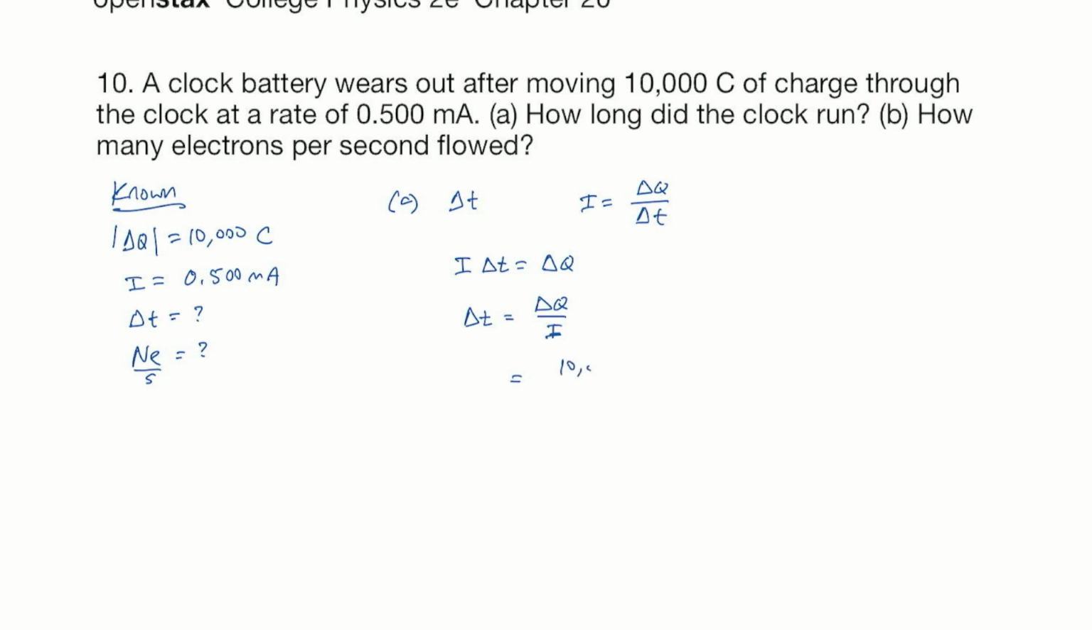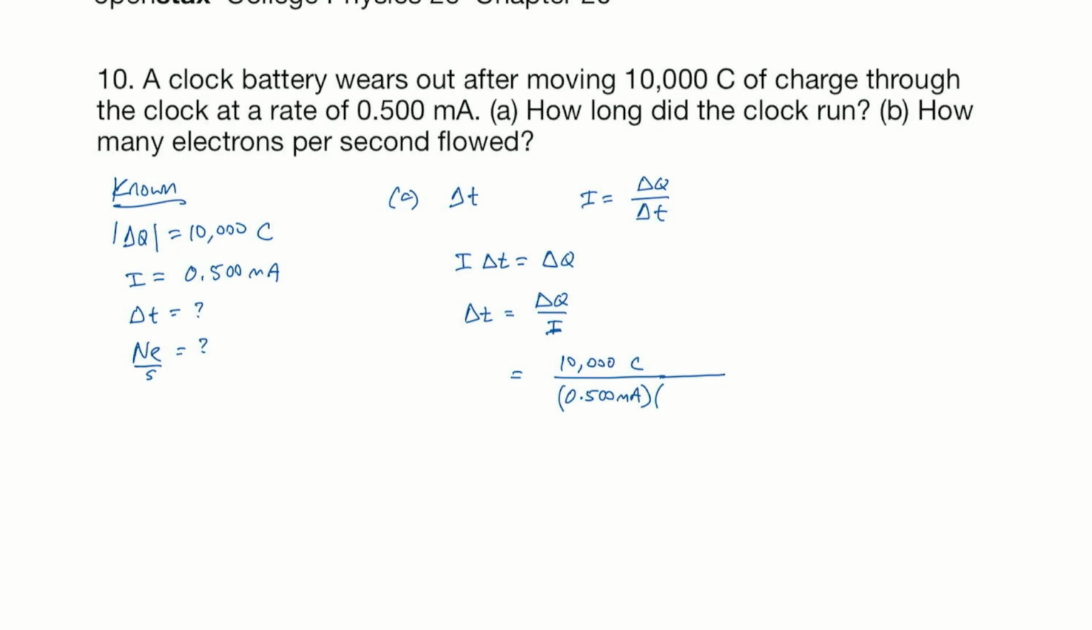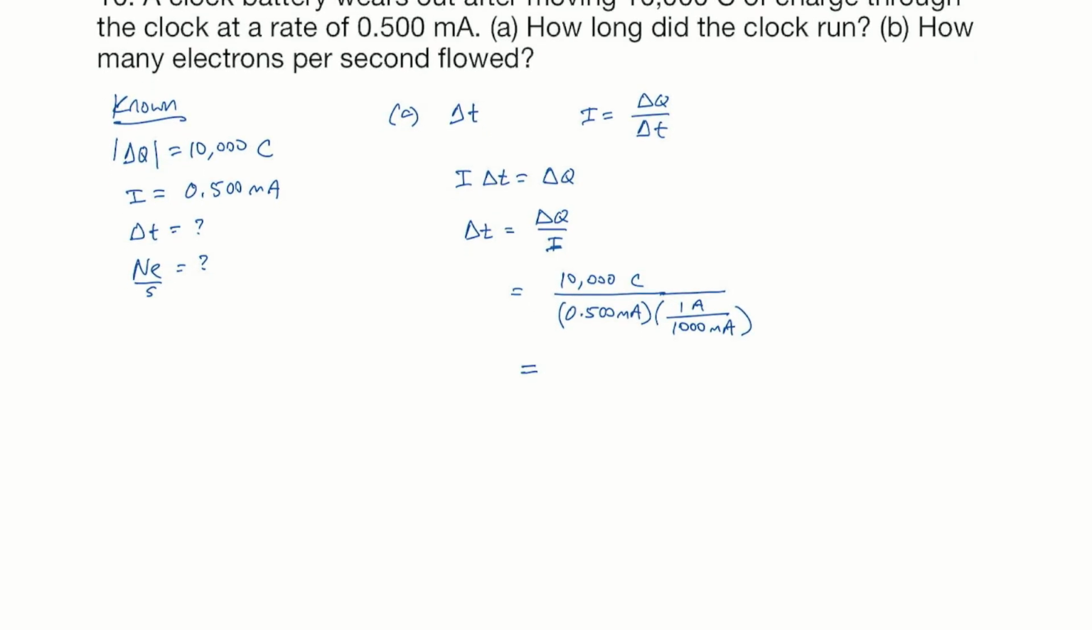So this is going to be 10,000 coulombs divided by 0.500 milliamps. We need to convert this to amps because 1 amp is 1 coulomb per second. Otherwise, we'd have millicoulombs per second, which won't cancel our coulombs. So we convert that to 1 amp, and in 1 amp, there are 1,000 milliamps. This gives us 2.00 times 10 to the 7 seconds. So there's our delta T.